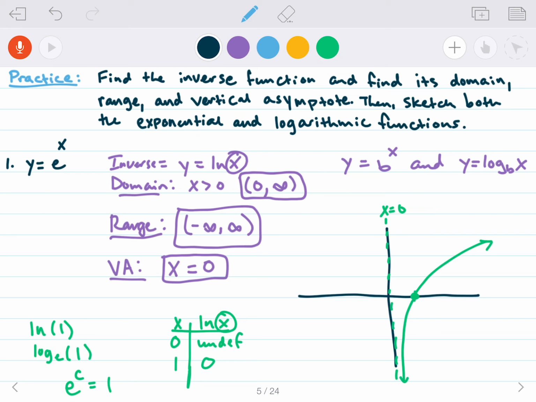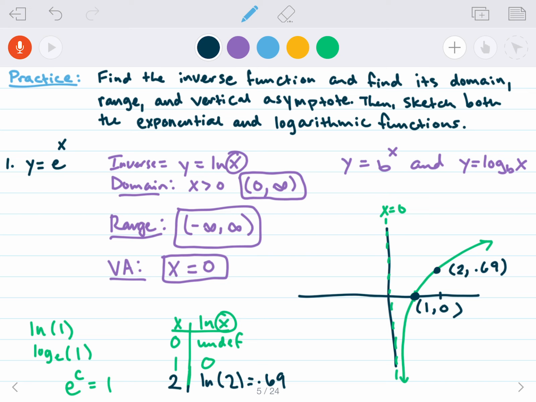It might be good to find another point here. If we plug in, for instance, x equals 2, we get the ln of 2, and let's see what that is in our calculator. ln 2, we get about 0.69. So this guy is going to be about 0.69. That might be a little bit closer to the x-axis, but that's okay. So maybe I'll actually write this as an ordered pair. This is 2 comma 0.69. This guy is 1 comma 0.